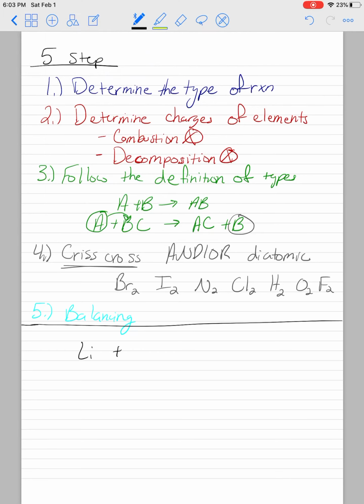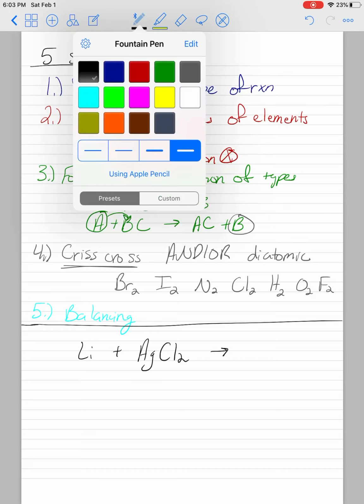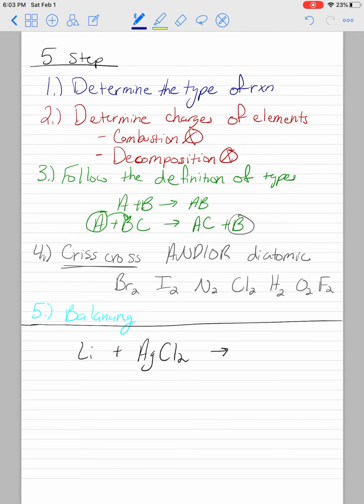Let's say that we have lithium reacting with silver 2 chloride. And we want to know what the products of this reaction would be. Well, step 1 says to determine the type. So I see a single element and it's reacting with a compound. Well, the only type that has an element reacting with a compound, other than combustion, but none of the things in here are hydrocarbons or oxygen. So that's going to give me a really big hint that this is going to be single displacement.